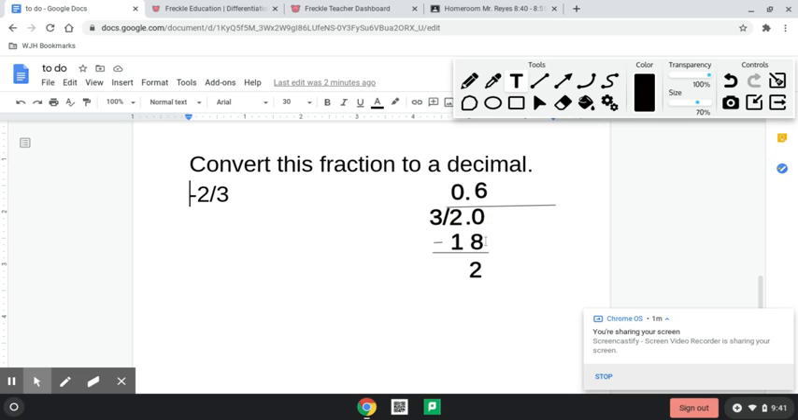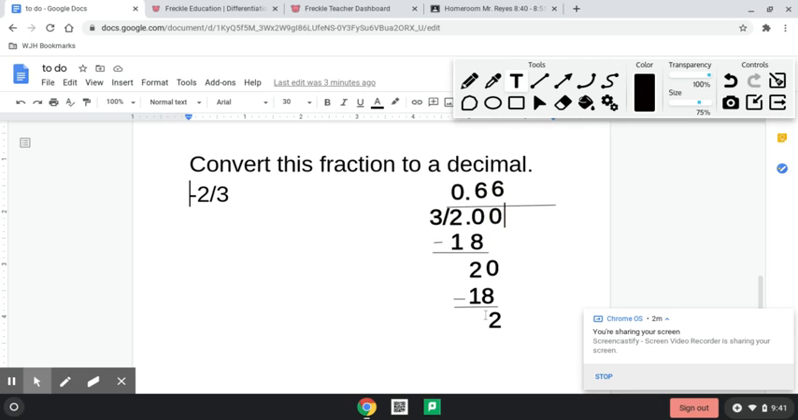So we're going to add another 0, and take that 0, pull it down, put it here. How many times does 3 go into 20? Well, it goes in 6 times to make 18. We subtract that. And we end up with 2.